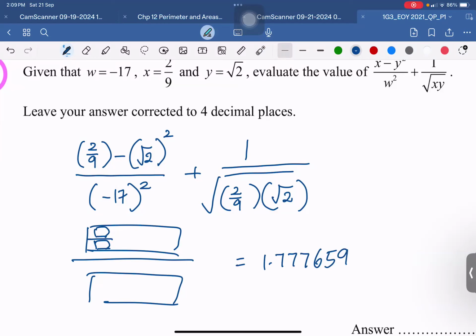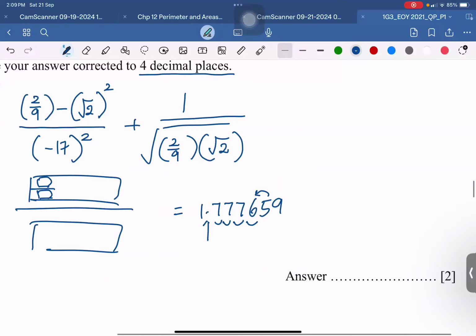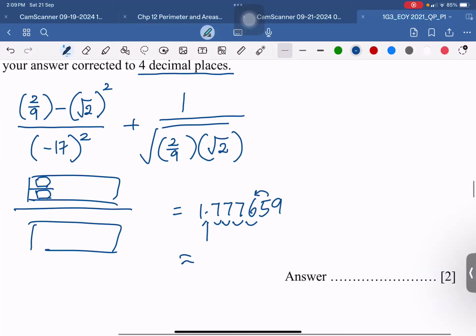In this case, I got my number 1.777659, blah, blah, blah. Okay, correct your answer to 4 decimal places. Start counting from the decimal place. 1, 2, 3, 4. We round up. So this will be approximately 1.7777.